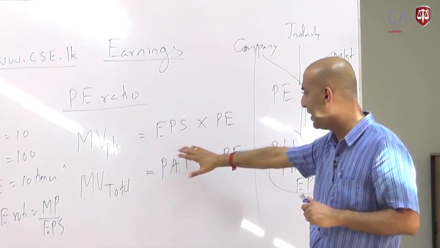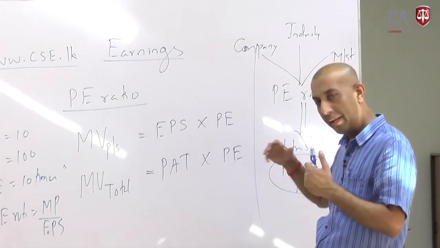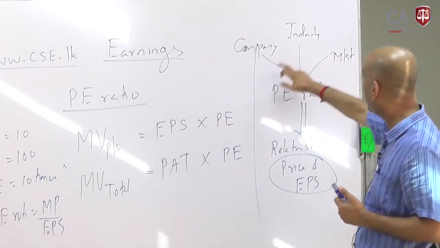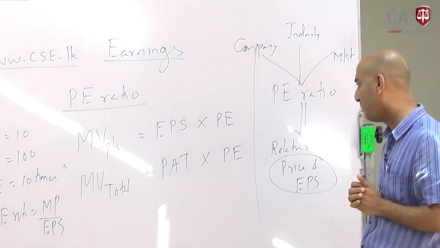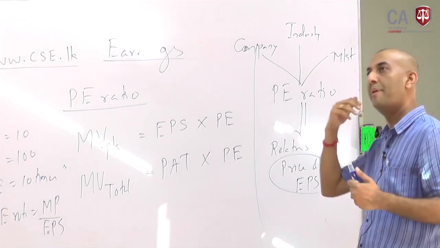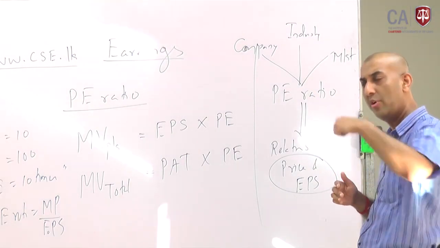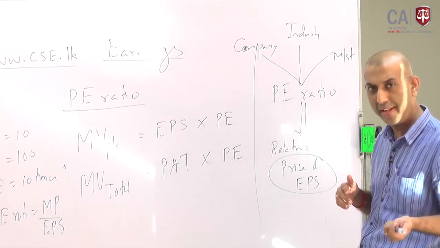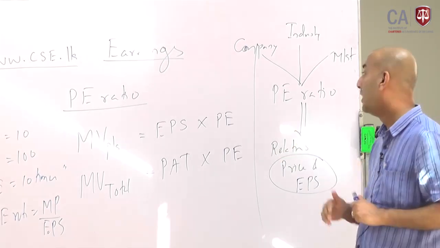Formula wise, it is a simple thing: market price divided by earnings per share, or market capitalization divided by profit after tax. But the PE can be company PE, industry PE, or market PE. So that's what you have to keep in mind. Market PE you generally compare across different markets worldwide and see how the Thailand PE ratio is, how the Singapore PE ratio is, how the India PE ratio is. You can compare the markets and see how each is trading.